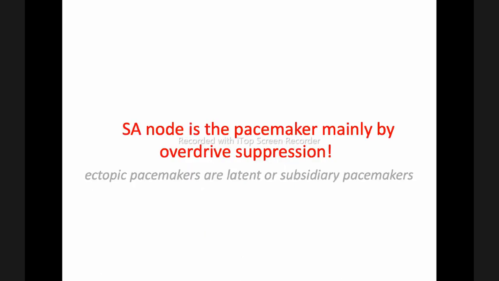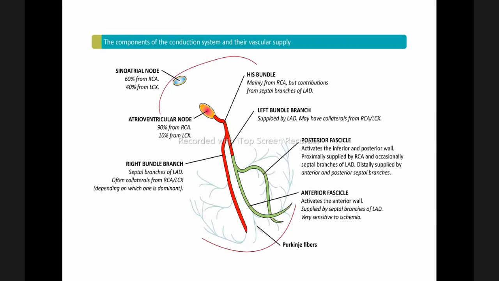So the SA node, you know that the myocardium is a specialized tissue. Different areas of your myocardium can actually depolarize on their own without prior stimulation. That's called automaticity. I think you remember this concept from your physiology, that different parts of your myocytes can depolarize without prior stimulation. So this automaticity is something that is very important to understand.